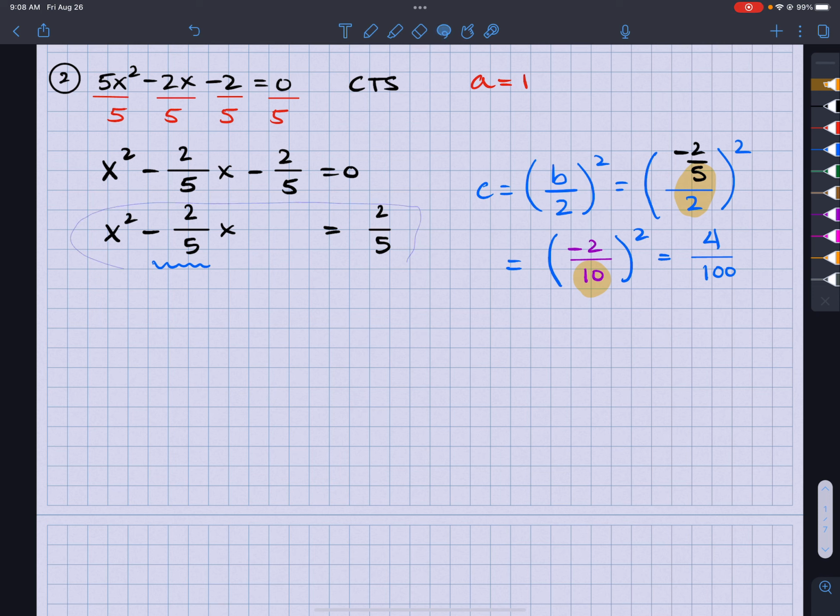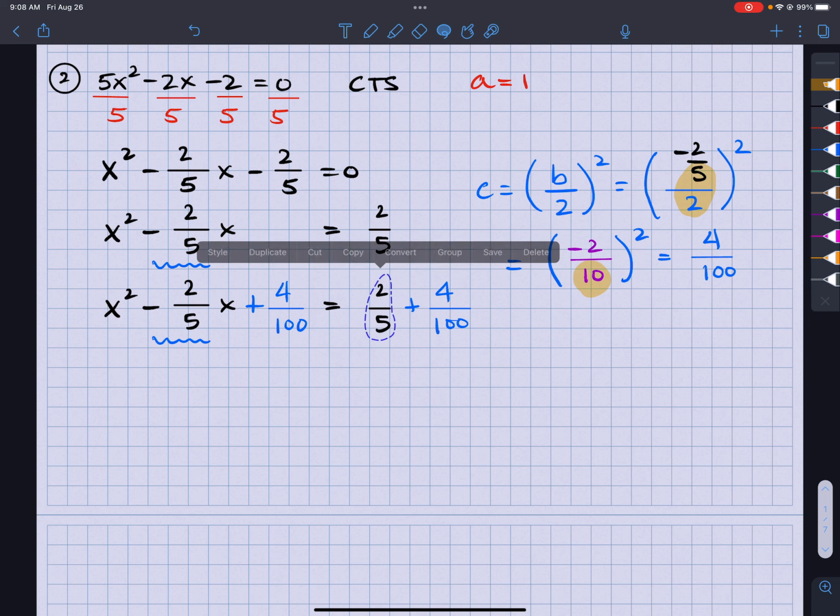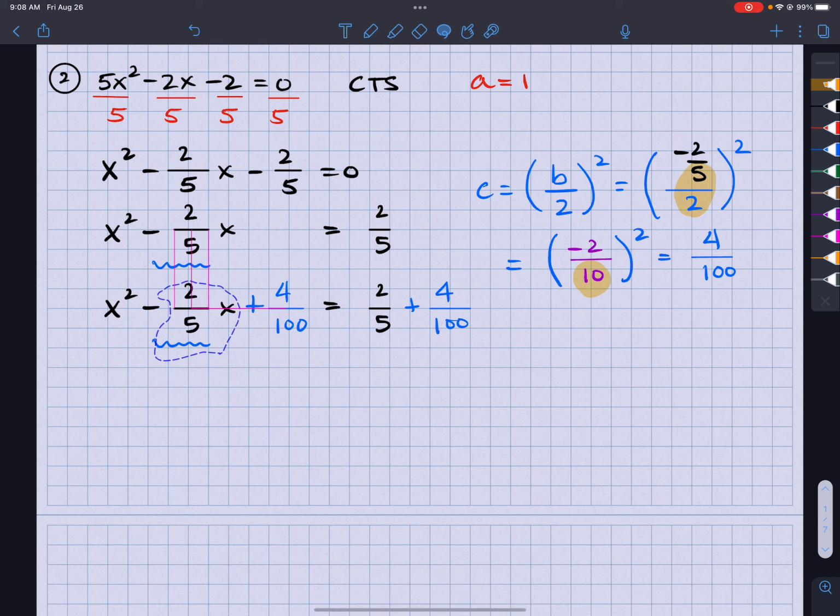So I'm going to go ahead and duplicate this here and add the 4/100 to both sides. Bring that down right to there and do the same thing here. There we go. All right, so the next thing is I have to factor the left side. When I factor the left side, it's going to be this.